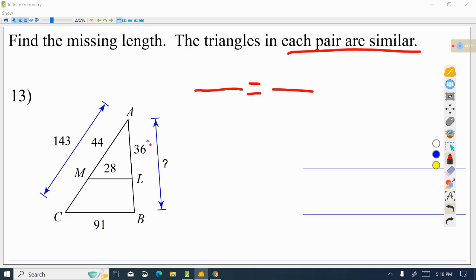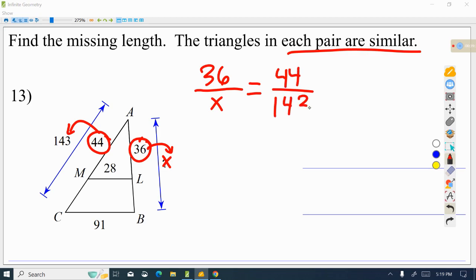So if I use 36 over X, then that has me doing the inside number over the outside. So I'll do the same thing here. We'll do inside over outside. So we can do 44 over 143.